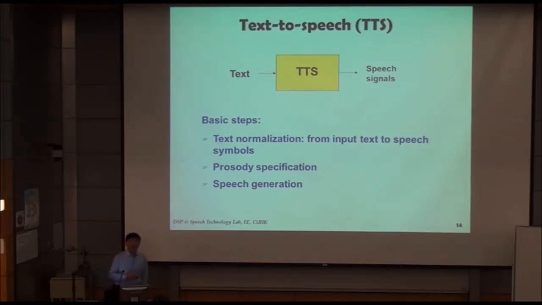And TTS is the other side, from text to speech. The basic steps in a TTS system involve text normalization, meaning that the given text has to be converted into a form that can be spoken. It could be pronunciations plus some stress symbols, intonation marking. And then we also have to specify or generate the prosody of the speech. And then the final step is to really produce the signal.